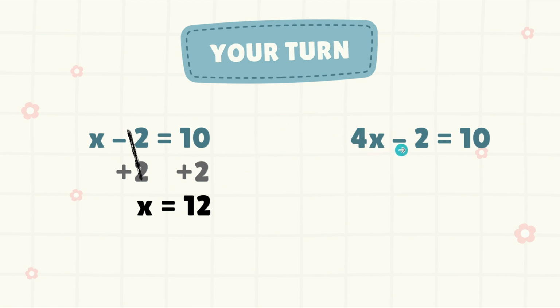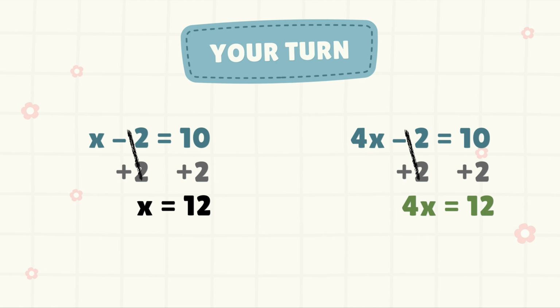We're going to start off in the same way. We have our minus 2 here, which means I'm going to add 2 to both sides because that's the inverse operation. Our 2's cross each other out. But now instead of having x equal 12, I need to bring down everything. So 4x equals 12. When a number is that close to the variable, does anybody remember what operation that means?